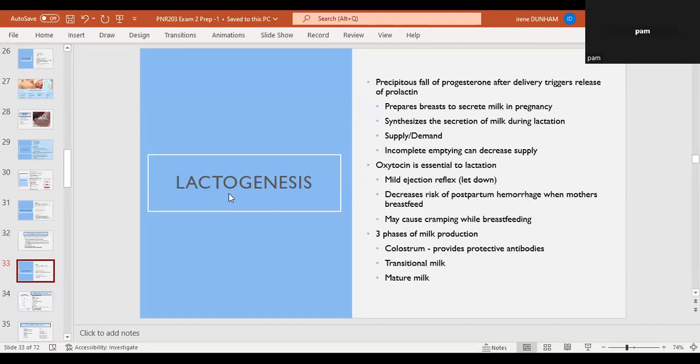Oh, lipogenesis. Okay. What happens is promoting what? The letdown. Okay, milk production. So you have a fall of progesterone after delivery, which then initiates or triggers the production of prolactin. Write that down, prolactin. Prolactin is the hormone that you need to have in order that the breasts go ahead and prepare and makes the milk. Okay, so you got to have prolactin.